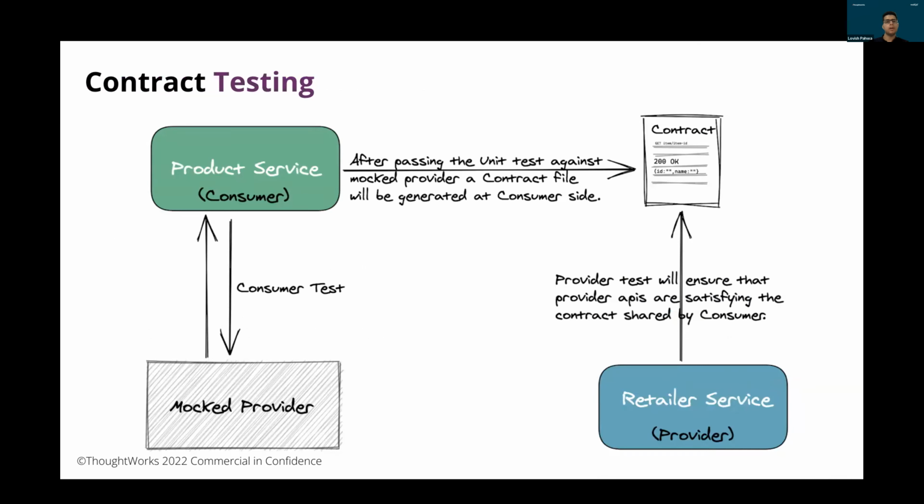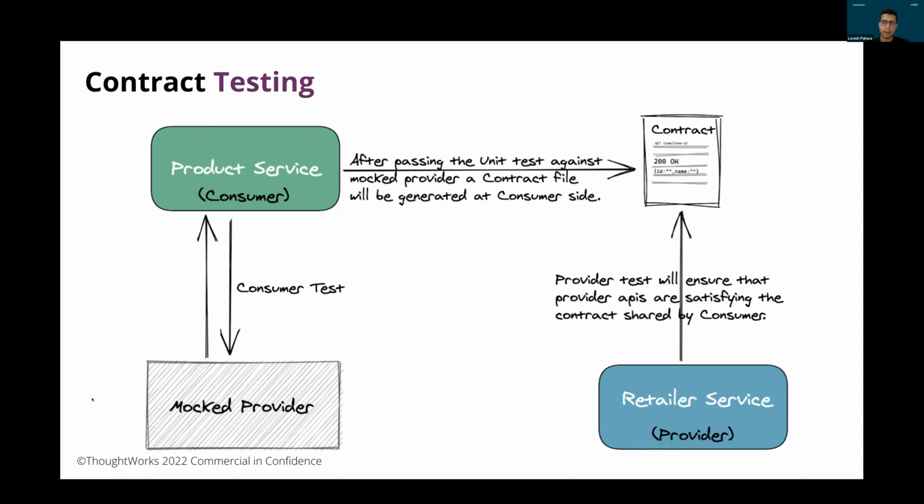All right. So now after understanding microservices and the challenges in integration testing, let's talk about contract testing. As we have seen in the integration test, there is a consumer and there is a provider, and the same is in the current diagram: product service is a consumer and retailer service is a provider. So instead of directly hitting the retailer service, product service will mock the provider and run a consumer test against that mocked provider. That consumer test will be a unit test, and after satisfying that unit test, it will generate a contract.